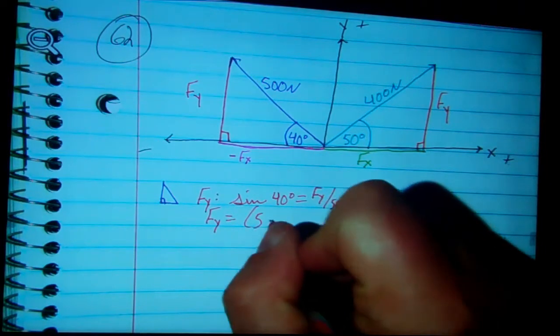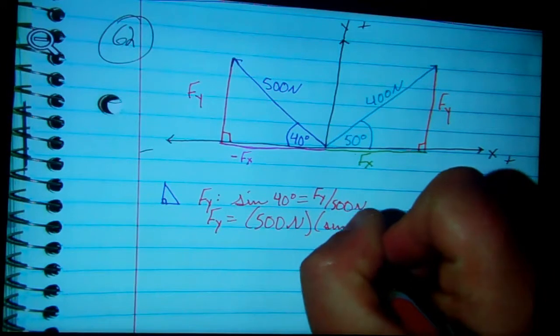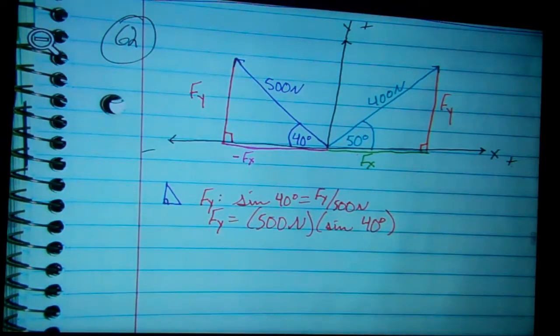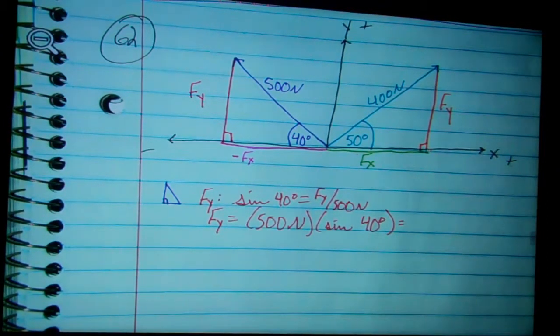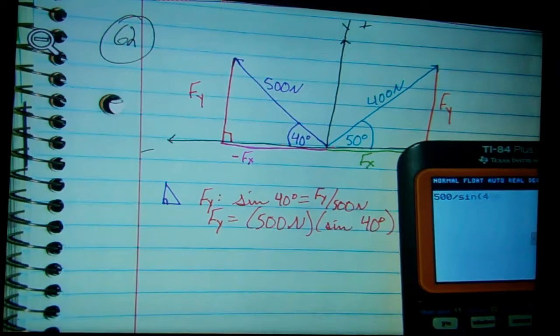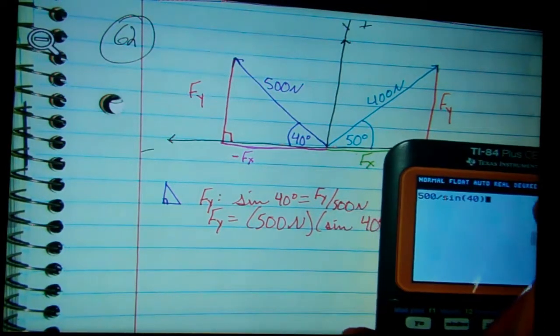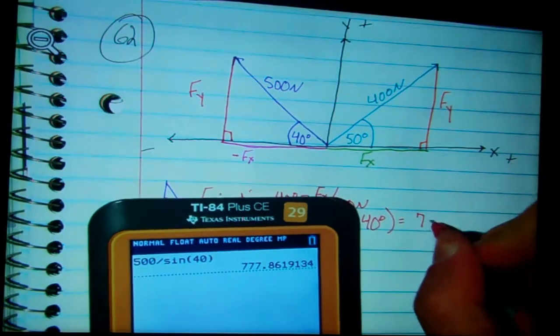Wouldn't it be like the sine of 40? It would be the force of 500. Let's do 500 times the sine of 40. Hey, if I haven't mentioned, by the way, make sure you're in degrees, because that's crucially important. Put that in there and I get 700.